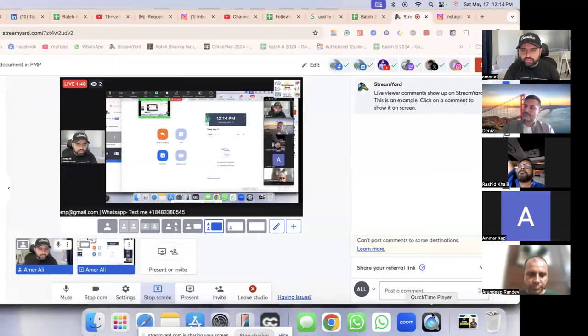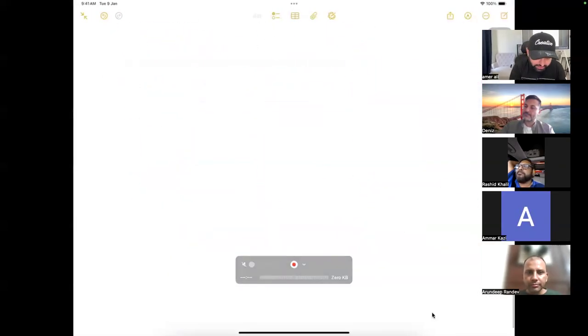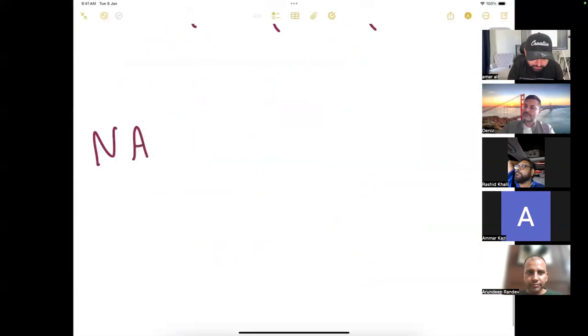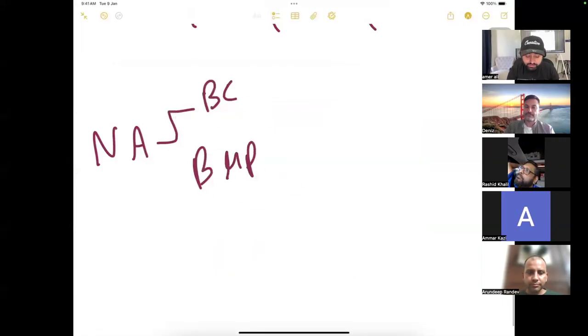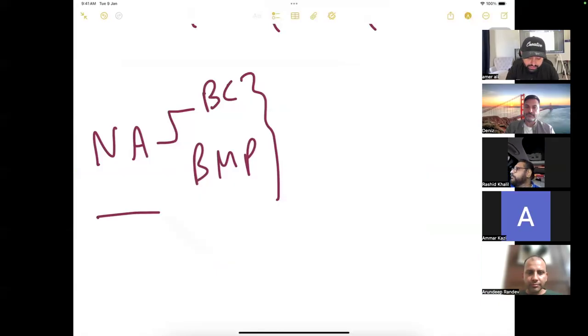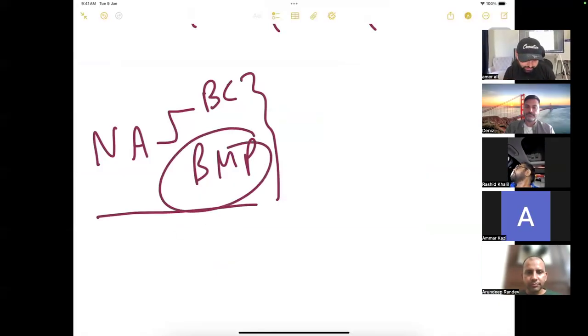Now let's go to predictive. In predictive, we know how the life cycle normally starts: need assessment, business case, benefit management plan. These are the pre-project activities. So let's discuss what a benefit management plan is.